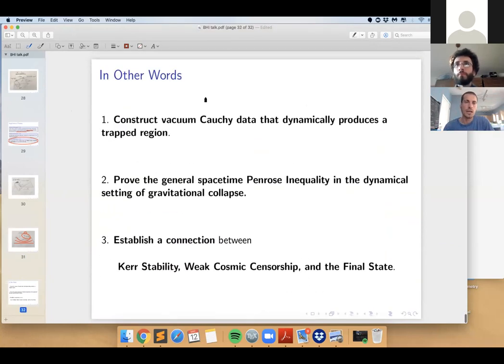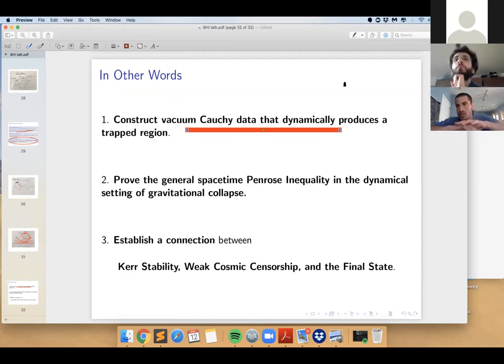So in other words, just to conclude, just to leave myself a little over 5 minutes for questions, I've gone quite quickly here, so tried to fit so many things in. So in other words, what have we done? We've constructed vacuum Cauchy data that dynamically produces a trapped region. This was inspired by Li Yu's ability to do this for the formation of trapped surfaces. Now we just extended that slightly and found a trapped region, right?